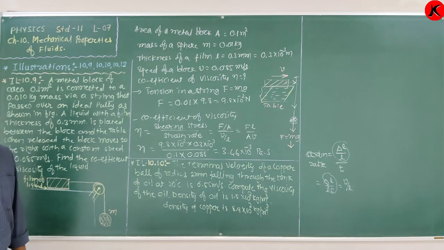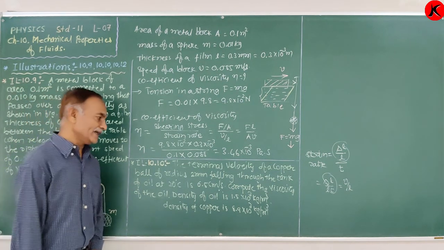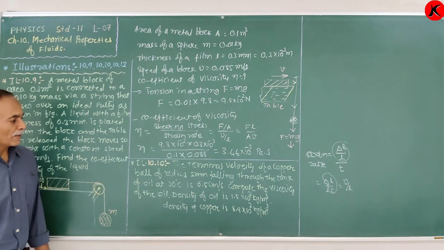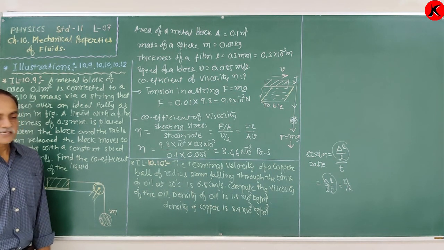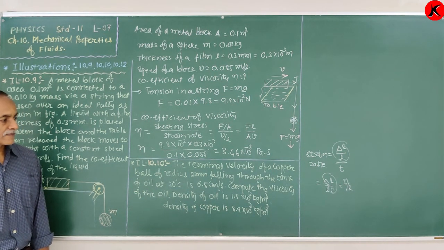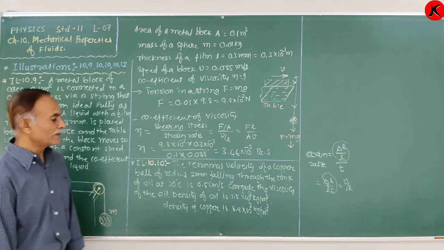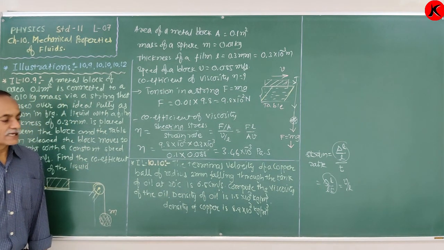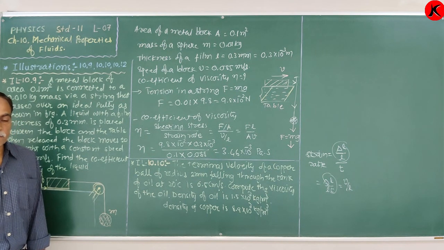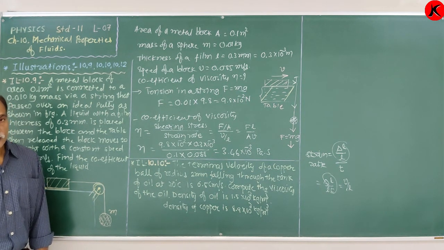So a very easy numerical, but here we have to know the equation. Okay. Now, question 10.10: the terminal velocity of a copper ball of radius 2 millimeter falling through a tank of oil at 20 degrees centigrade is 6.5 centimeter per second. Compute the viscosity of the oil. Here we also have to find the coefficient of viscosity, and the density of the oil is given as 1.5 into 10 to the power 3 kg per meter cube, and the density of copper is 8.9 into 10 to the power 3 kg per meter cube.